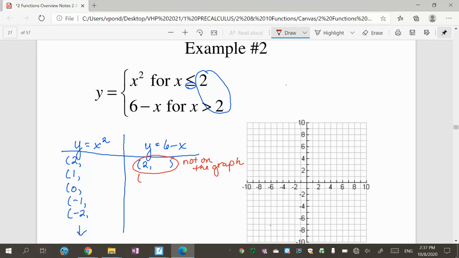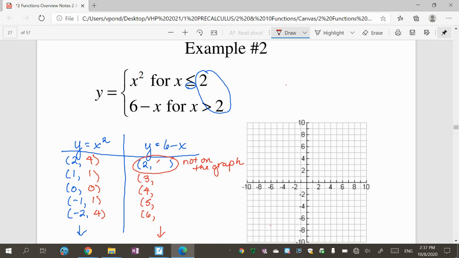Now this one tells us I have to go greater than, so it's 3 something, 4 something, 5 something, 6 something, and so on and so forth. All right, let's start doing the points. So if I put a 2 in there, 2 squared is 4, 1 squared is 1, 0 squared is 0, negative 1 squared is 1, negative 2 squared is 4. And so here's some points that we're going to use for our left piece.